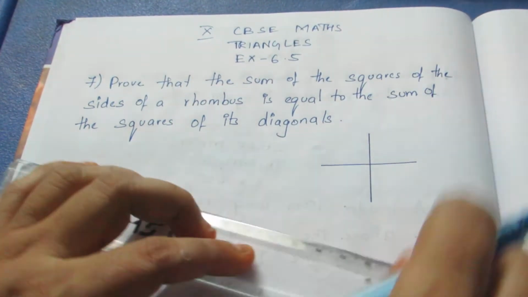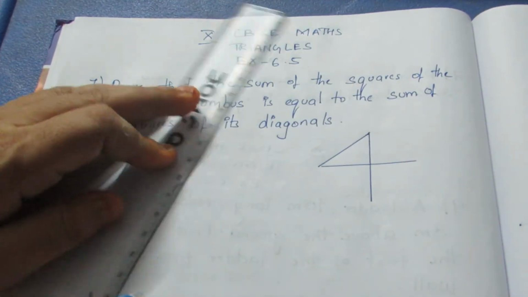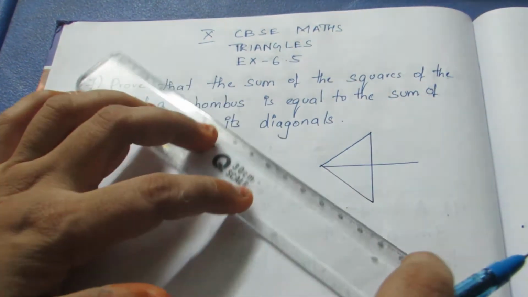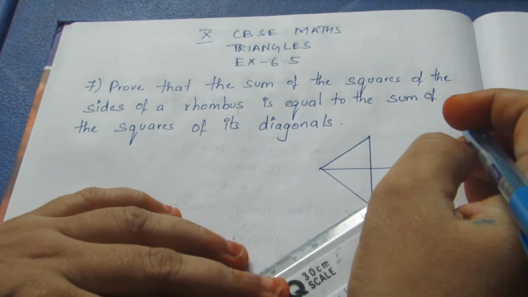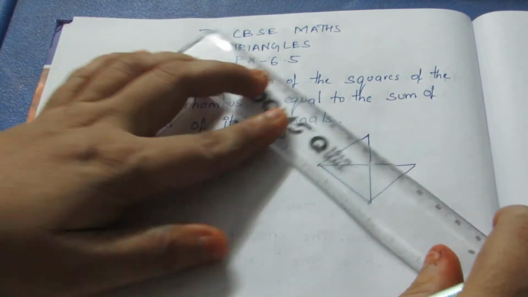We know that in a rhombus all sides are equal and the diagonals bisect at 90 degrees. So that is the main property of a rhombus. Diagonals bisect each other at 90 degrees. Bisect means it's equally divided.